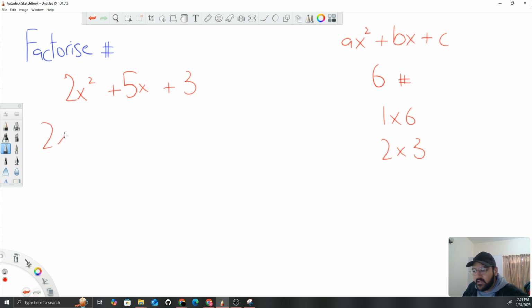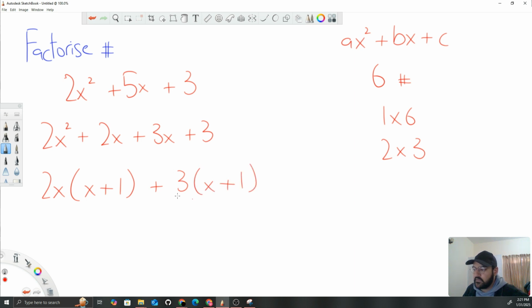So I'm going to break it down like this: 2x squared plus 2x plus 3x plus 3. Okay? And then you will be taking 2x common from the first two, and you get x plus 1. And then you take 3 common from the next two, and you get 3, and then x plus 1. So the factors you will be getting from here would be 2x plus 3 and x plus 1. Okay, so I hope this makes sense. How do we factor the quadratic expressions?